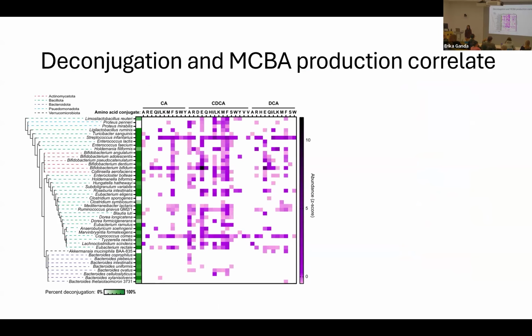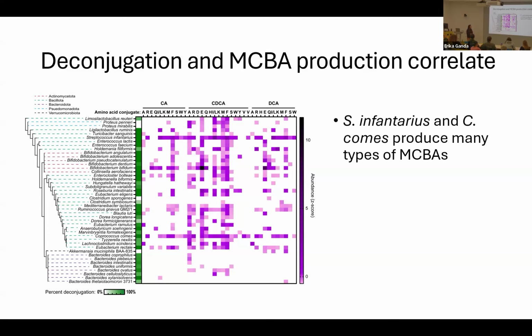We also found that deconjugation activity and microbially conjugated bile acid production correlated. This is also consistent with the literature. So here on the left, we have this green bar. What I did here is I added up all of the amount of deconjugation for each of these species. And we see that most of these bars are dark green. So most of the species that produce MCBAs also had high levels of deconjugation. So just generally active bile salt hydrolase/transferases.